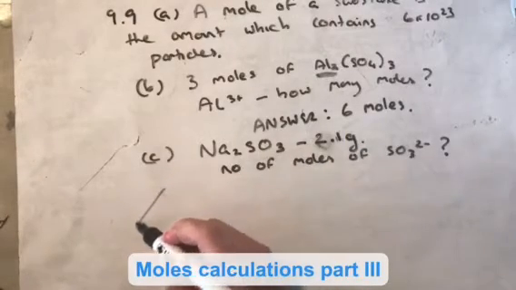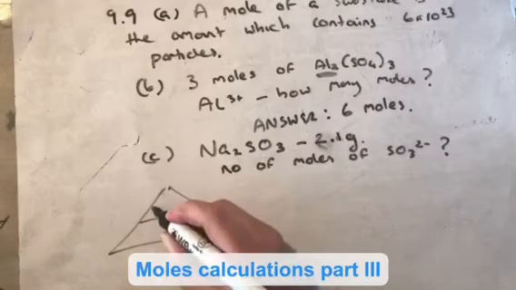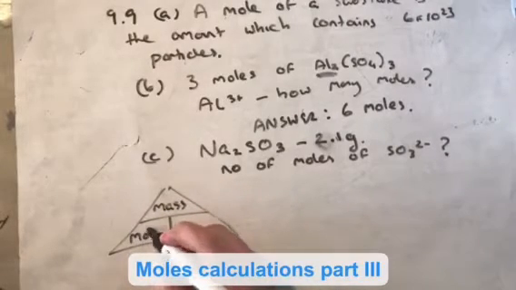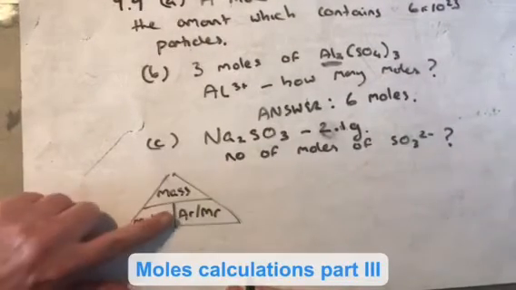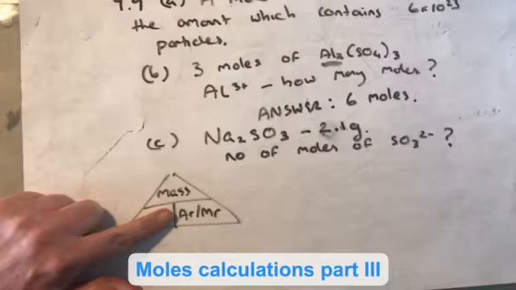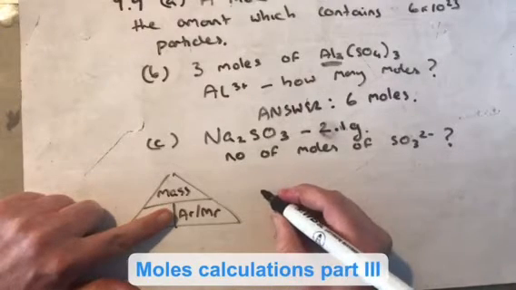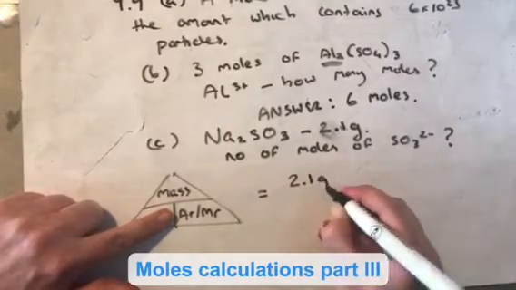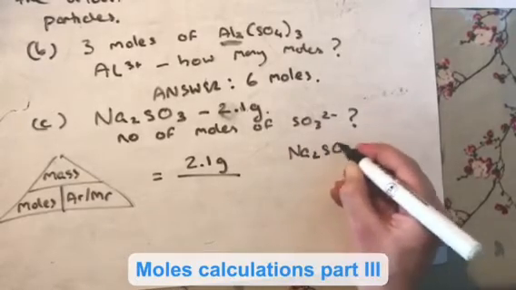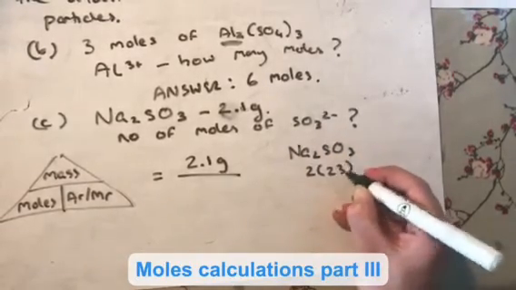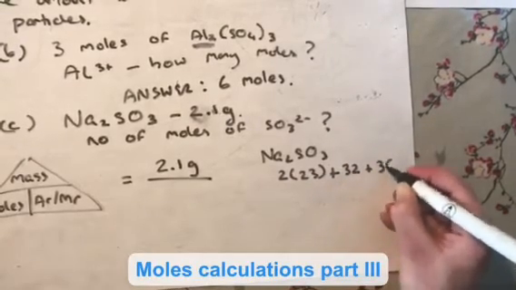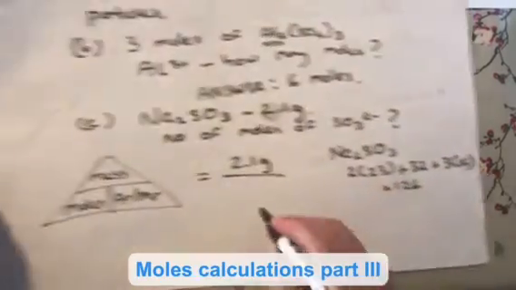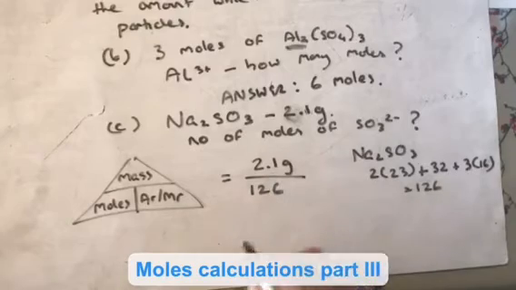So again, we're referring back to our mass, moles, AOR triangle. If you're looking for the number of moles, cover over moles in your triangle, and it's going to be your mass divided by the molecular weight of your sodium sulfite. So that is 2.1 grams divided by the mass of sodium sulfite. Na2SO3: 2 by 23, that's sodium, plus 32, which is sulfur, and 3 oxygens, which is 16. Our answer is 126. So 126 divided into 2.1.